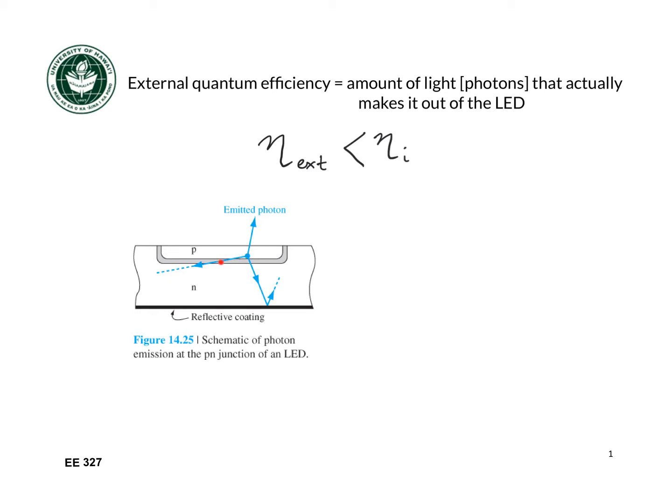Here's a photon that is emitted, but it's emitted in the wrong direction, so it's traveling for a significant amount of time through the semiconductor, and eventually it just gets reabsorbed.